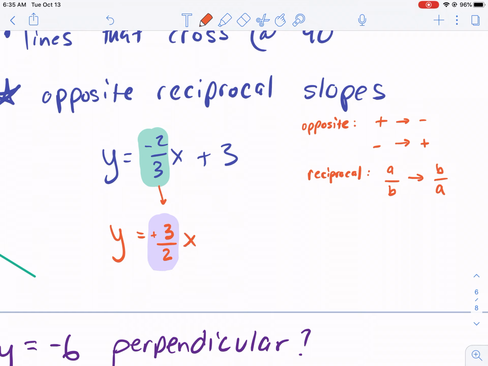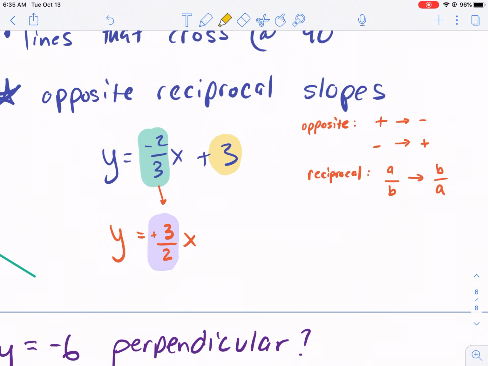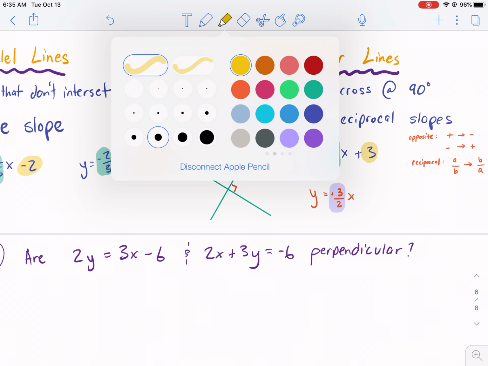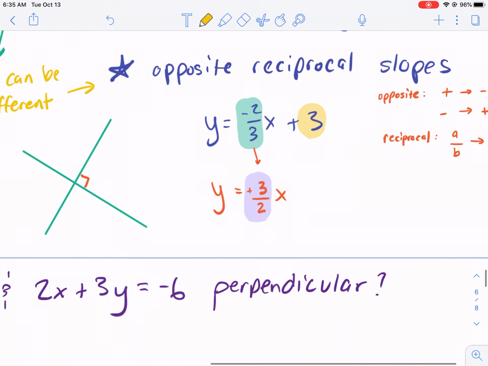Everything else we can keep the same, and honestly, the y-intercept doesn't even matter. It doesn't have to have the y-intercept. For both of these, the y-intercept can be different. So let me write that down. Y-intercept can be different, and this is for both. If we're just interested in perpendicular lines and parallel lines, then we can have different y-intercepts. So in this case, it doesn't really matter. We're just going to put plus 7.